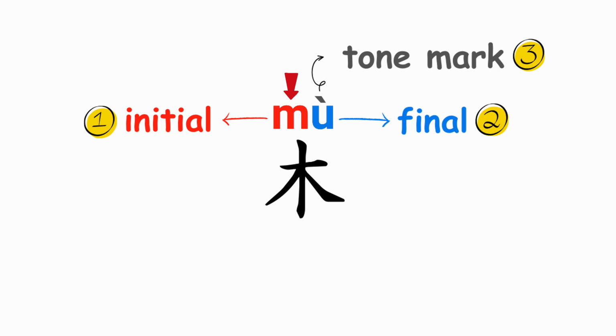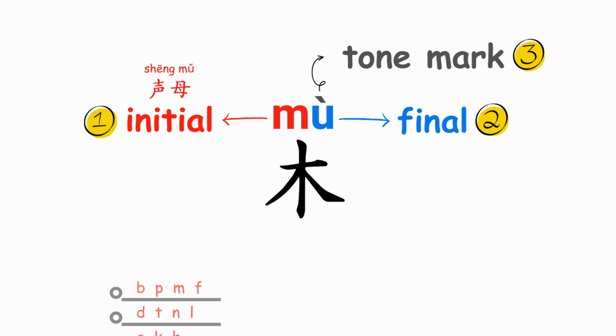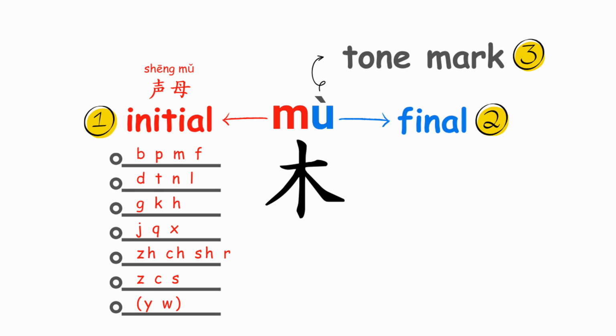At the start of a syllable, we usually have a consonant sound. This is called the initial, or 声母 in Chinese. Some of the initials are easy because they sound almost the same as in English, like b, p, m. But a few are special and don't really exist in English, like j, q, x.